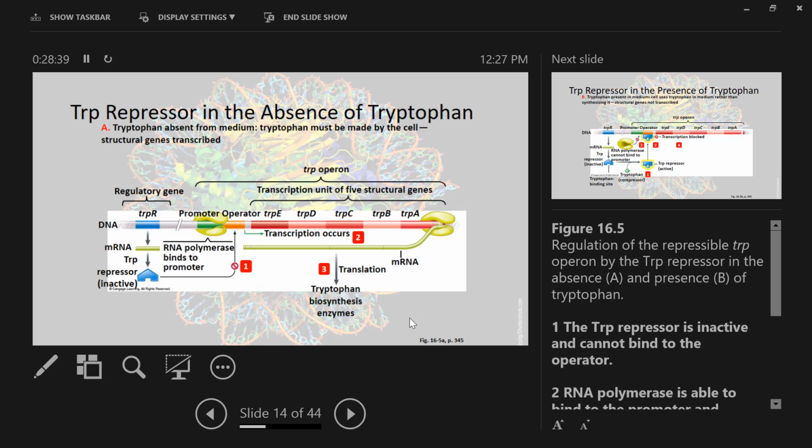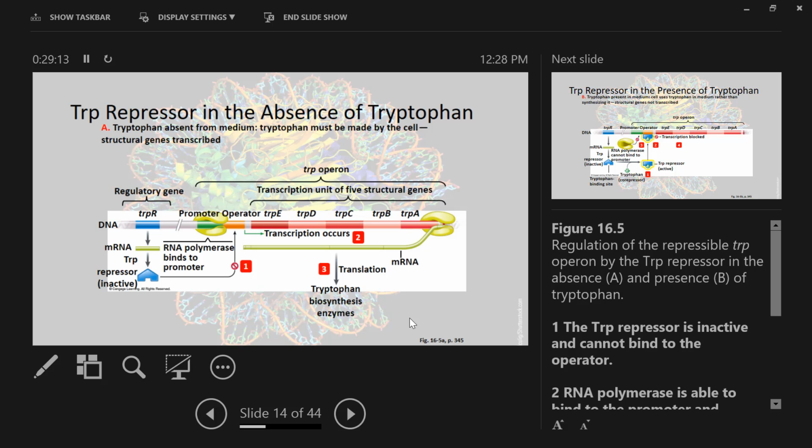This one has 5 genes in the operon instead of 3. Again, the default position is on. So the default position is not to have the repressor bound to the operator. Instead, you have this regulatory gene that's making the repressor in inactive form. Whereas in the lac operon, your repressor gene, which was lac-I, was making the repressor in active form, and it had to be deactivated by something being in the environment. And this has to be activated by something being in the environment.